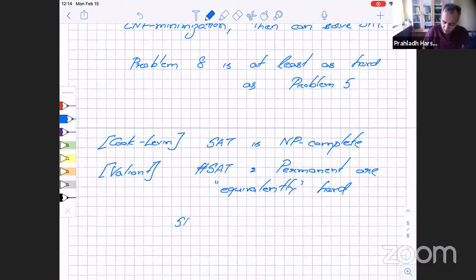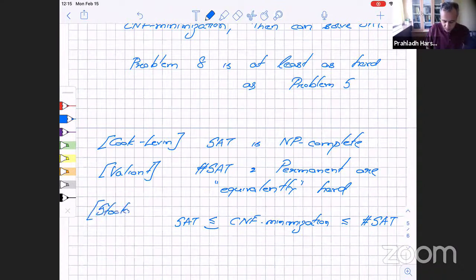We'll show that somehow SAT, CNF minimization, which we already saw just now, is as hard. This arrow just basically means the problem on the right is harder than the problem on the left. We'll show that CNF minimization is somehow harder than SAT. And in some sense, we'll also show #SAT is even harder. So in some sense, this will be results of Stockmeyer and Toda.